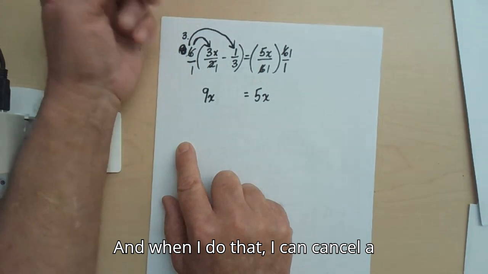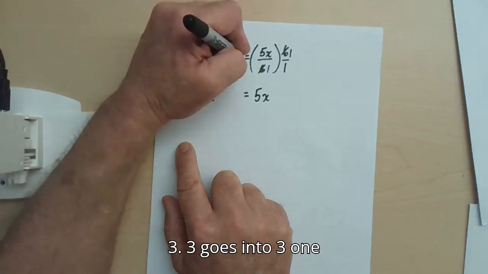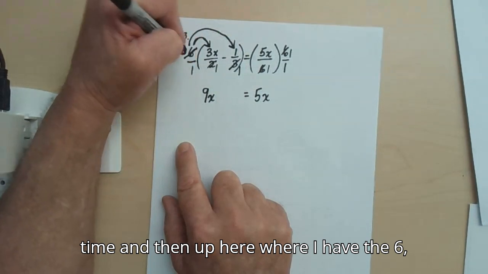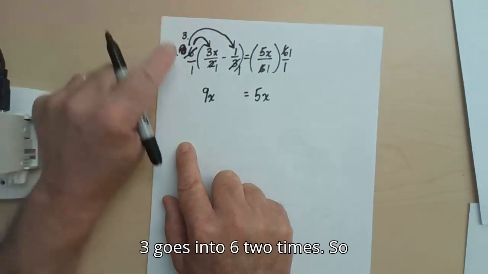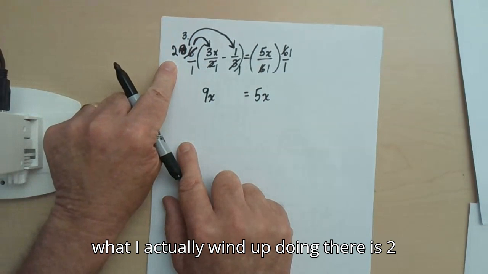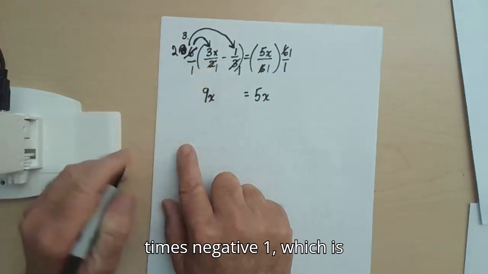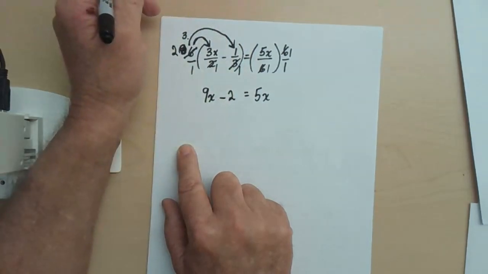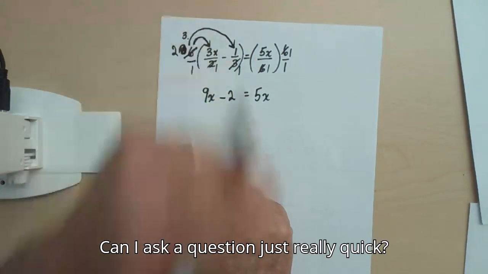And when I do that, I can cancel a 3. 3 goes into 3 one time, and then up here where I have the 6, 3 goes into 6 2 times. So what I actually wind up doing there is 2 times negative 1, which is negative 2. Everybody see that? Can I ask a question just really quick?